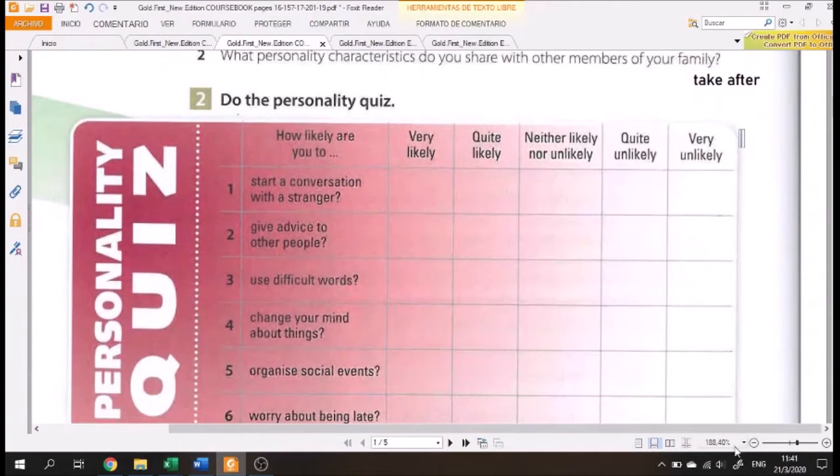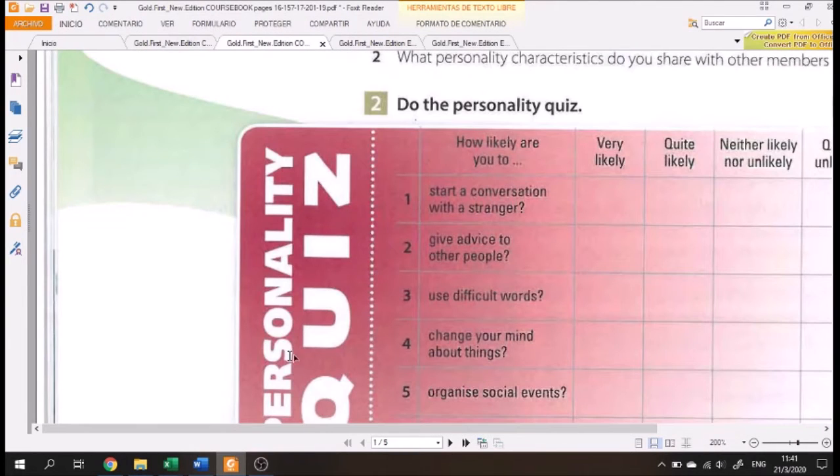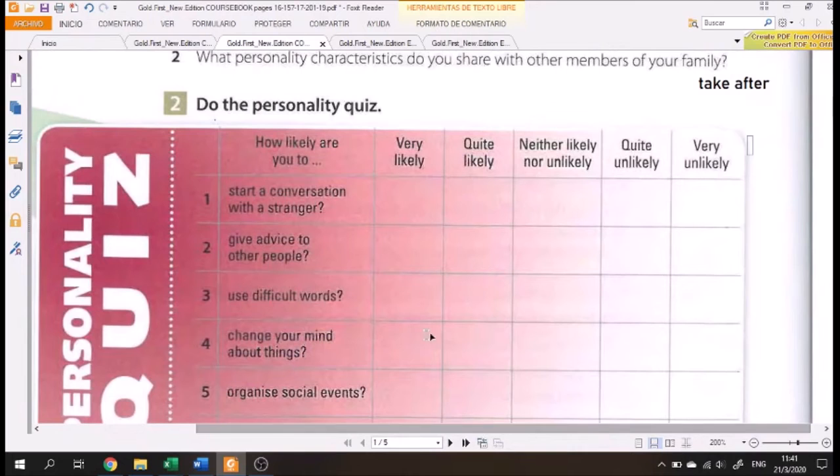Okay, on this page now we have got a personality quiz that I want you to do. You have some questions and options to choose as answers. How likely are you to start a conversation with a stranger? How possible is it that you start a conversation with a stranger? Very likely, quite likely, neither likely nor unlikely, neutral, quite unlikely or very unlikely.